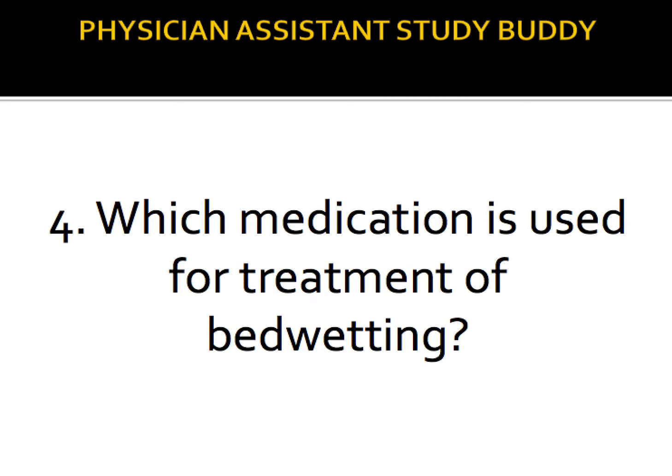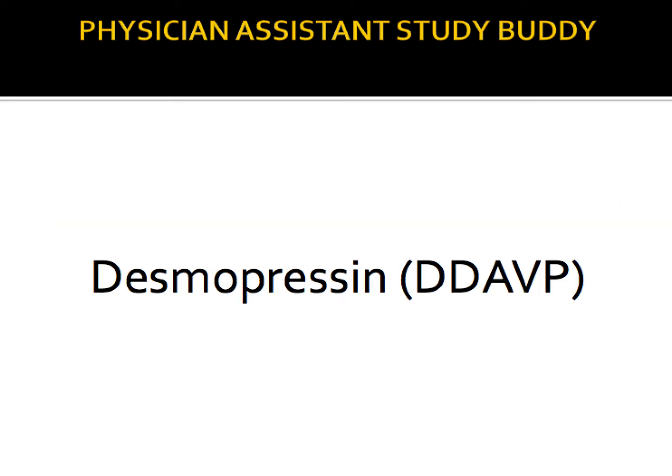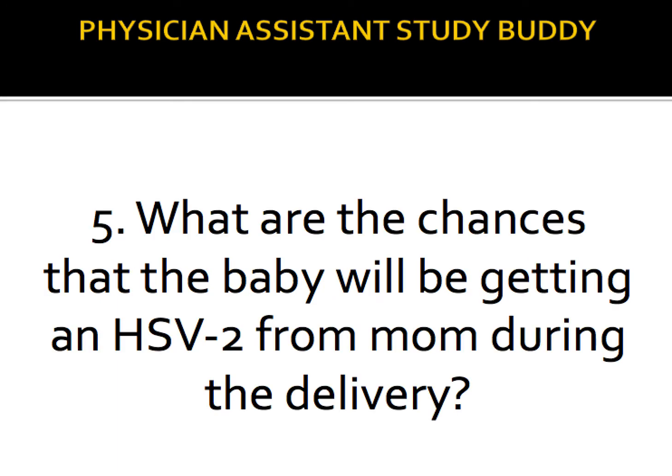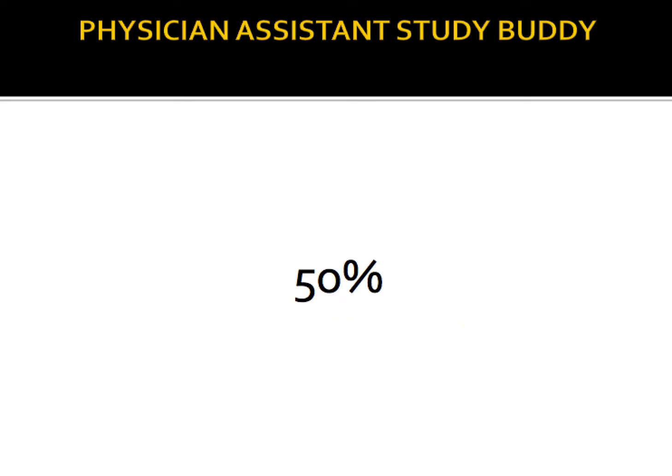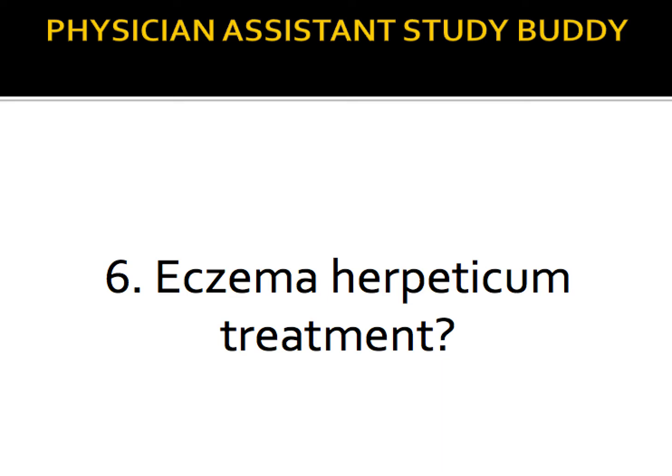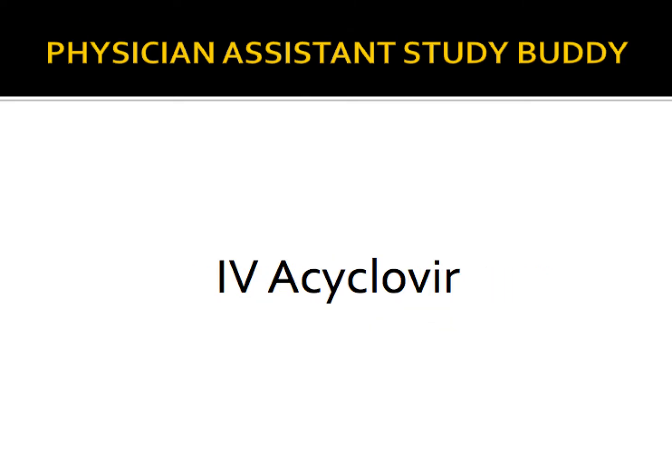Which medication is used for treatment of bedwetting? That would be DDAVP, Desmopressin. DDAVP is also used in the patients with a DI to help reduce the sodium. What are the chances that a baby will be getting a HSV2 from a mom during the delivery? It is a 50% chance. Eczema herpeticus treatment is IV acyclovir.